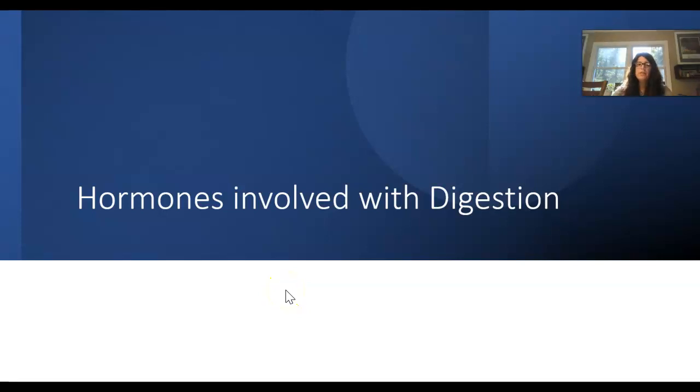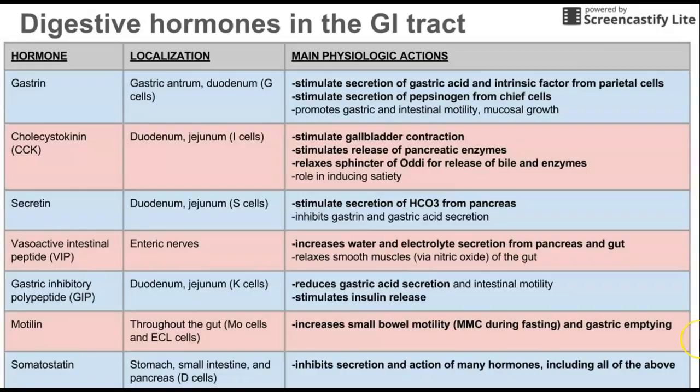Morning. This lecture video is going to go over the hormones that are involved with digestion. There are a variety of hormones that are involved in the digestive process. The main digestive hormone is gastrin, which is going to be secreted in response to the presence of food. Whenever food is introduced into the body, it's going to stimulate the release of gastrin.